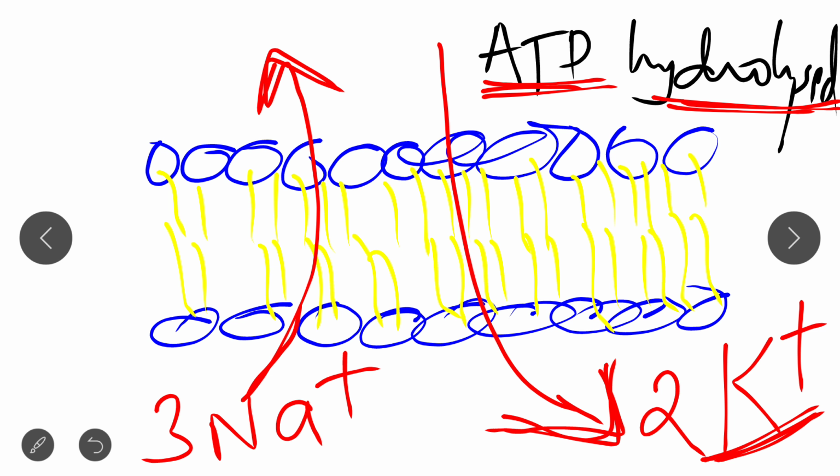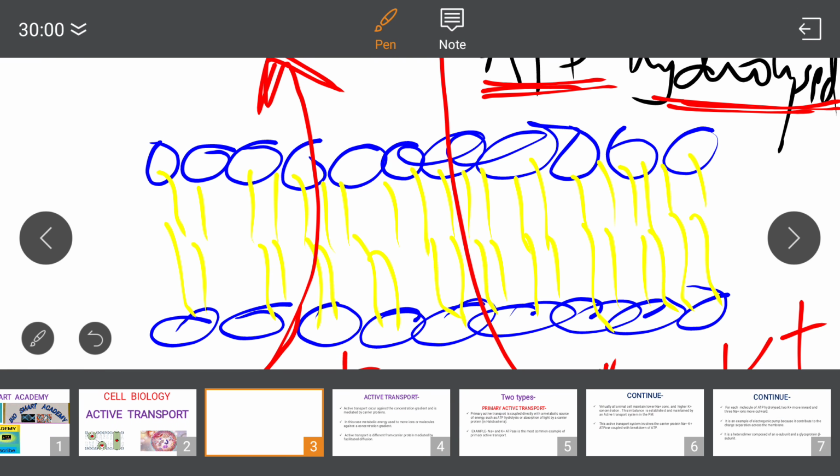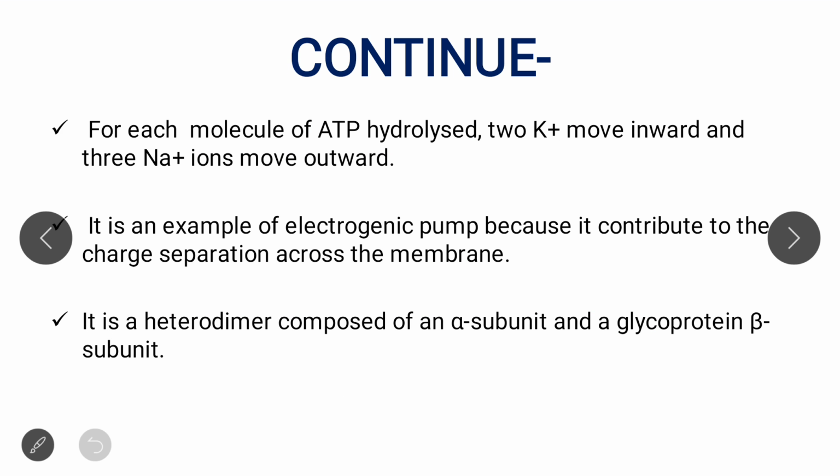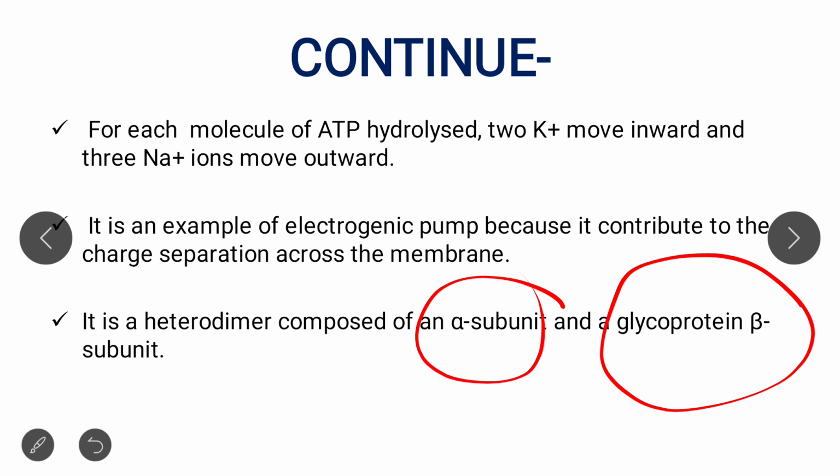This 3 sodium moving outward and 2 potassium moving inward, this whole electrochemical system, is maintained by 2 types of subunit that are present. One is the alpha subunit and one is the beta subunit.